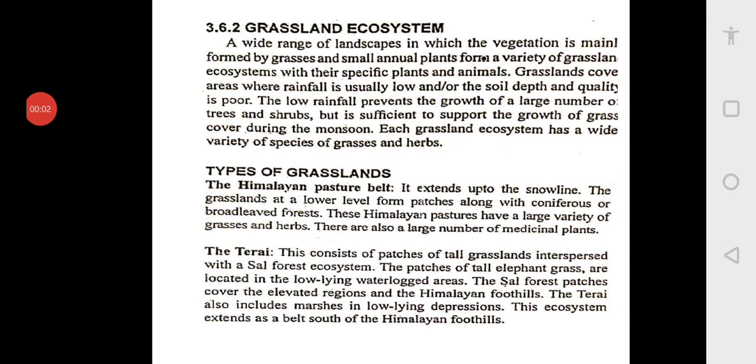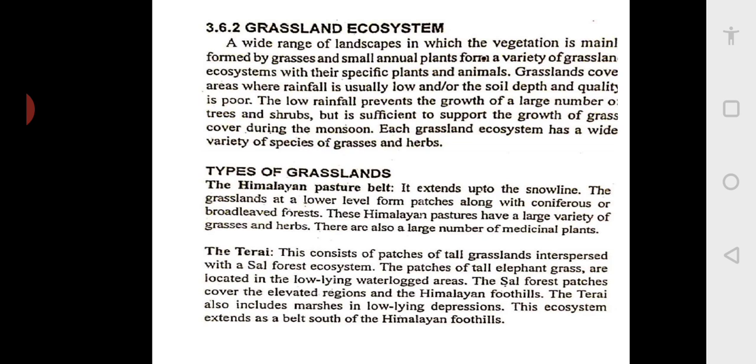Hello students, now we shall look at the grassland ecosystem. A wide range of landscapes in which the vegetation is mainly formed by grasses and small annual plants form a variety of grassland ecosystems with their specific plants and animals.